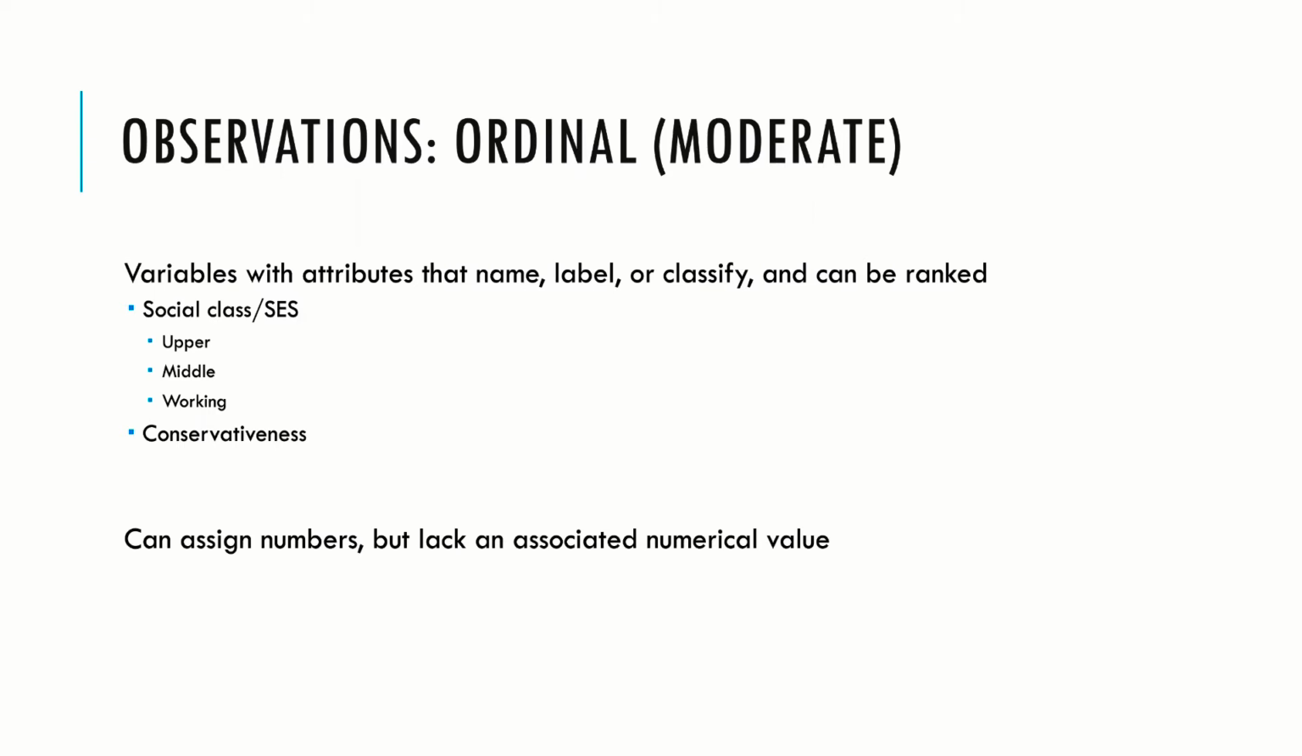I say here that you can assign numbers to it, but those numbers lack an associated numerical value. And what I mean by that is that I can say that one is higher than the other. I can say that, again, upper class ranks 3, middle class ranks 2, working class ranks 1, but those numbers don't mean anything, right? What does having a 1 on social class mean? Nothing, right? If you went around telling somebody that your social class level is 1, they'd be like, okay, what even is that, right? So we as social scientists can attach those numbers, but they don't mean something in the real world.